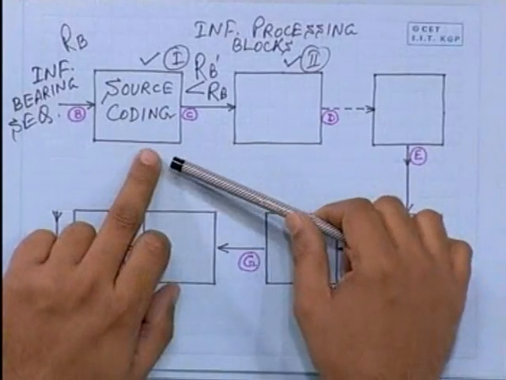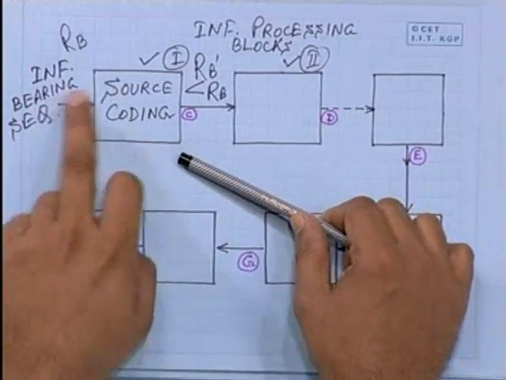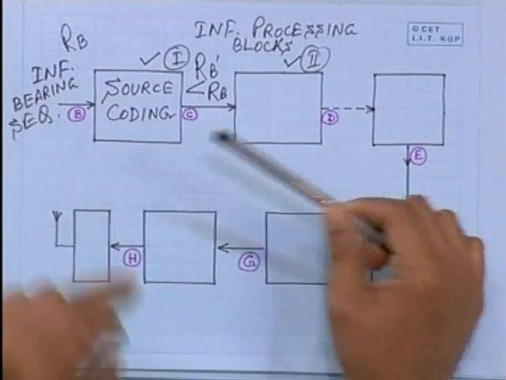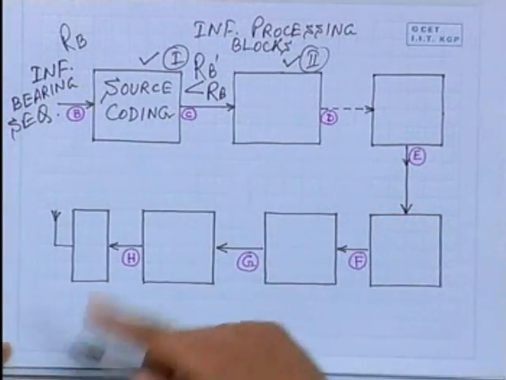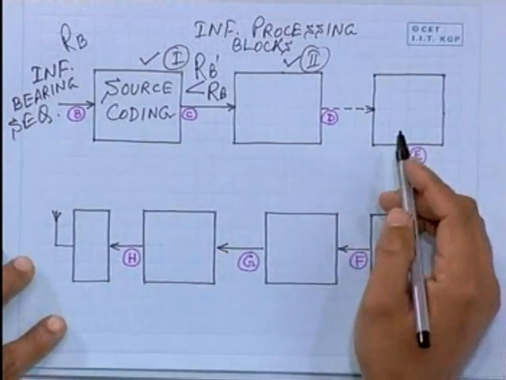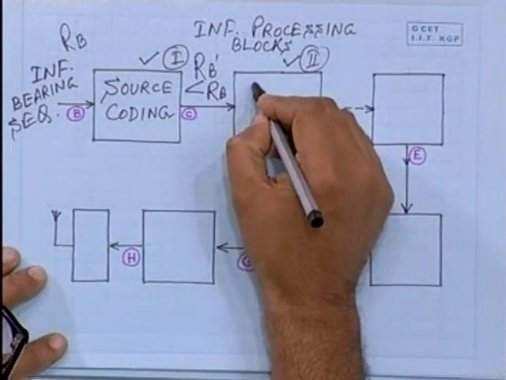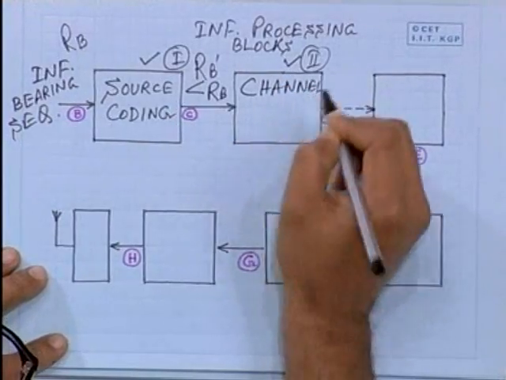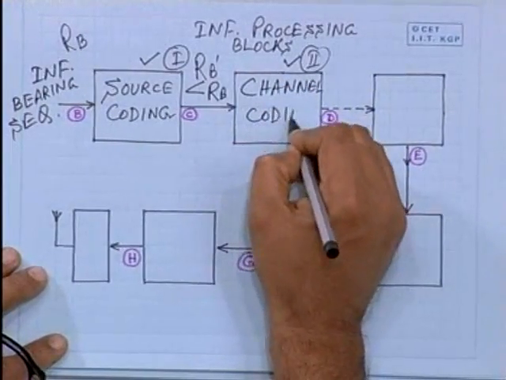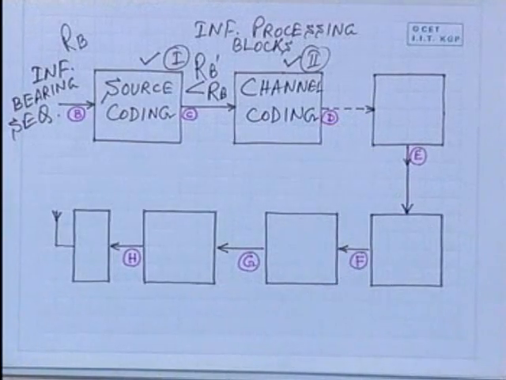So, the purpose of the source coding block is to reduce the bit rate from the input bit rate. Let us come to the second block. The second block is known as the channel coding block.